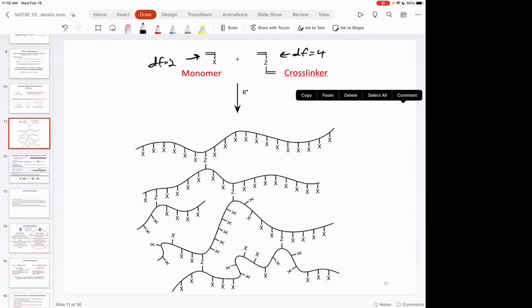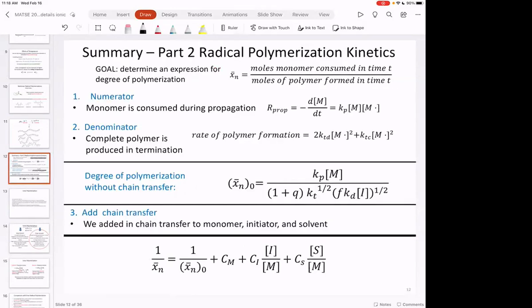Yeah. So these are the things that you're going to have to remember for the exam. I mean, the calculation part, we have some rate laws. We have some things we have to calculate. You need to know the difference between X bar N naught and X bar N. So there is a good amount of calculation, but you also need to be familiar with the concepts.